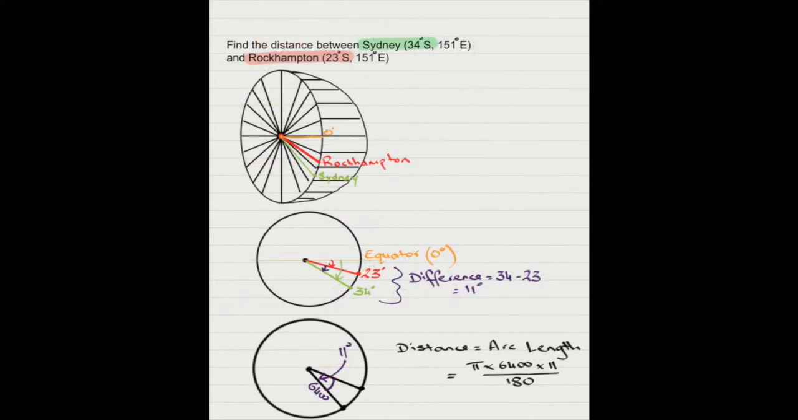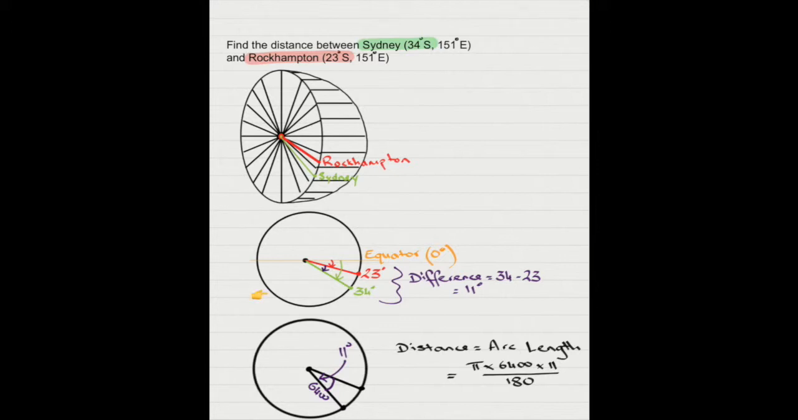It says find the distance between Sydney and Rockhampton. Now what we're looking for in these types of questions is either the same latitude or the same longitude. The two cities or the two places must have the same latitude or longitude. In this example, they both have the same longitude, 151 east for both of them. So we can go back and draw our little picture.